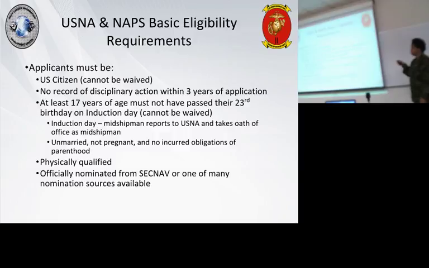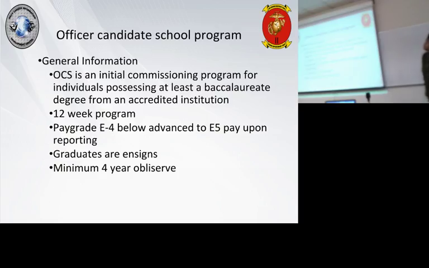You can't be married, can't be pregnant, and you can't have any incurred obligations of parenthood. Sometimes this hurts a lot of sailors that want to do the Naval Academy because they may have had a kid when they were 18, 19 years old, and that will take them out of the running to go to the Naval Academy, but it doesn't stop them from being any other type of officer. You must be physically qualified, and you have to be nominated for SECNAV for one or more of the nomination sources that are available. All right, so any questions about the Naval Academy?